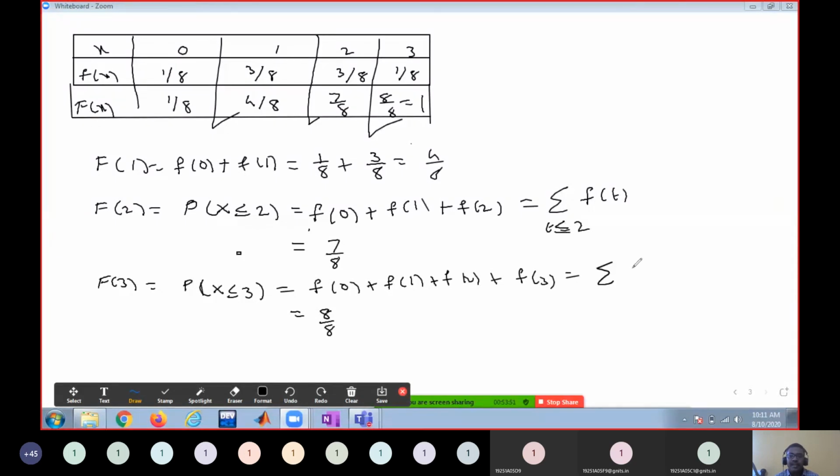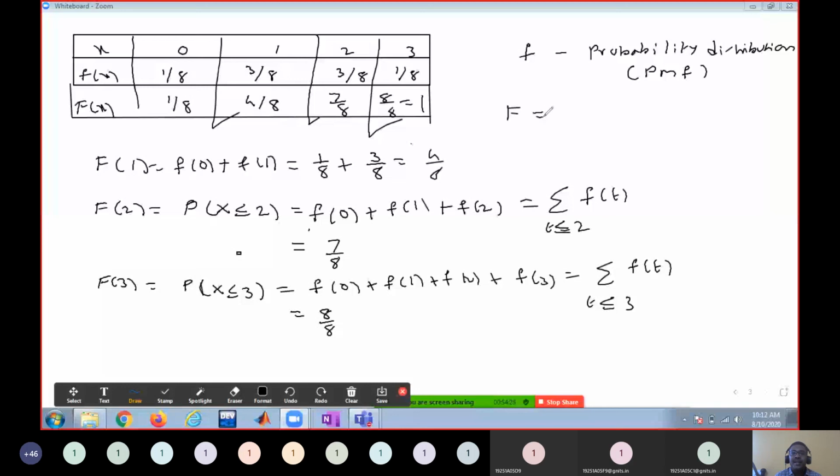And this is nothing but summation f of t, t less than or equal to 3. Is that okay? So f of x is called probability distribution. And in case of a discrete random variable, we call it as PMF, probability mass function.